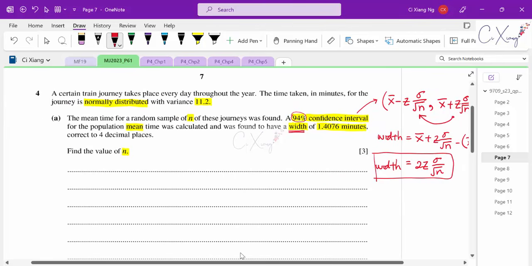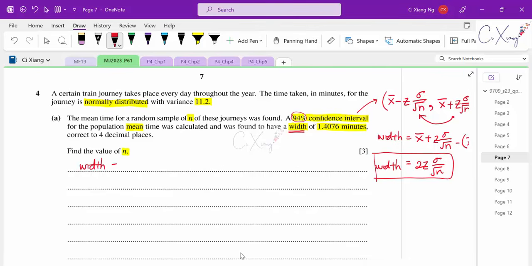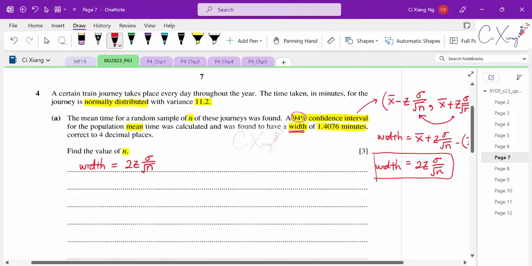Right, so let's start. Since I know that the width is equal to 2z sigma over square root n, from here I know the value for sigma, because it is the standard deviation. I have the variance for the population already. Then for n, it is something that I want to find. The width is 1.4076. So now I still need the value of z. To get the value of z, again, we need to refer to the normal distribution table. But before that, we need to try and imagine what is the value of z that we can find from a 94% confidence interval.